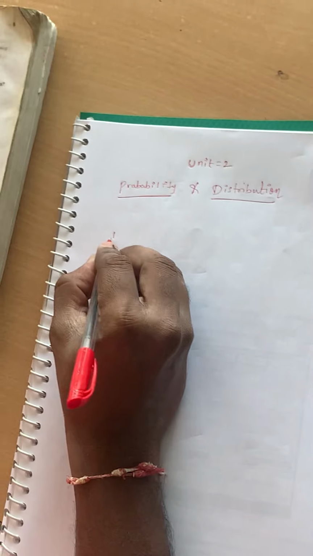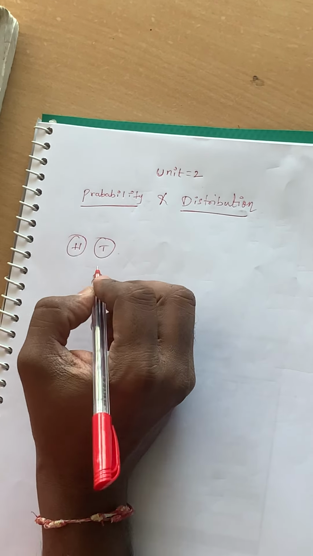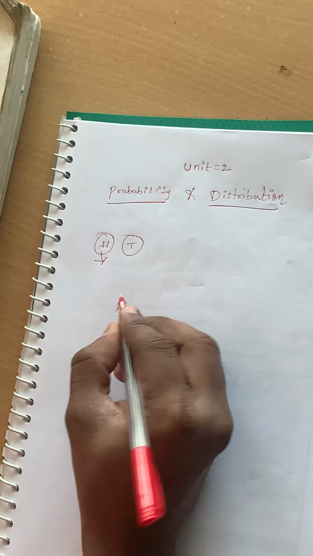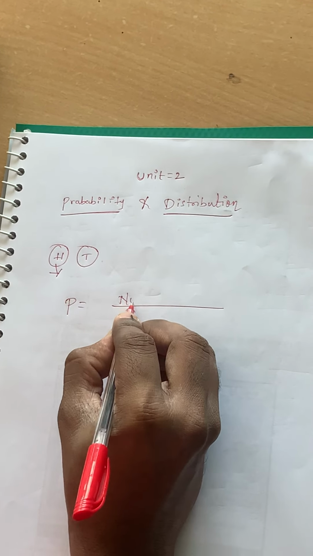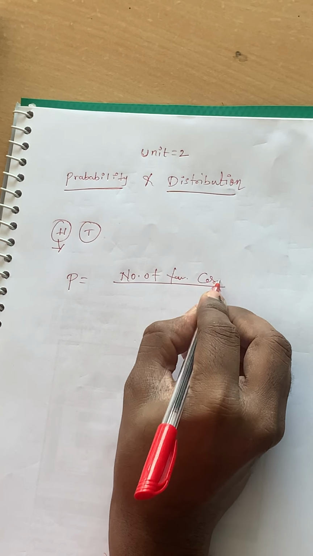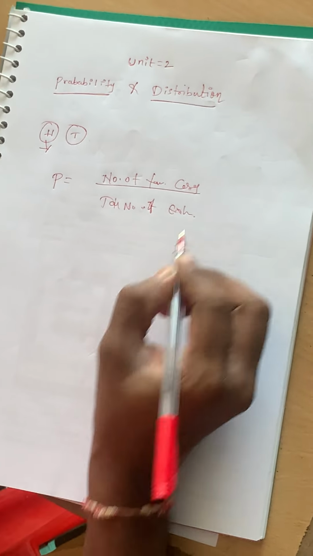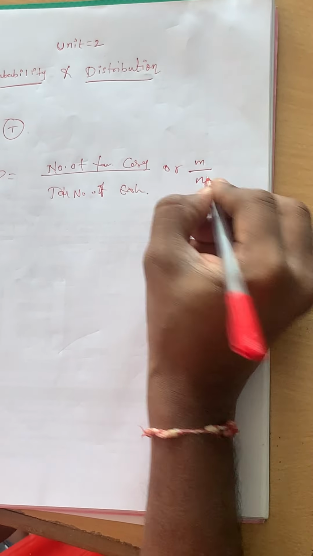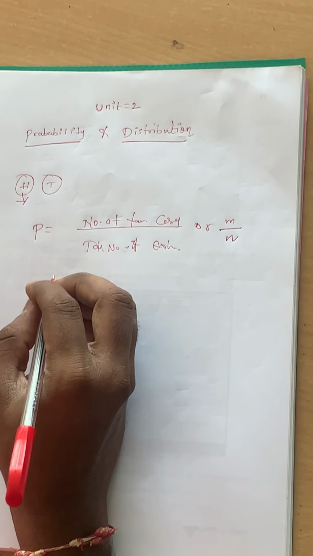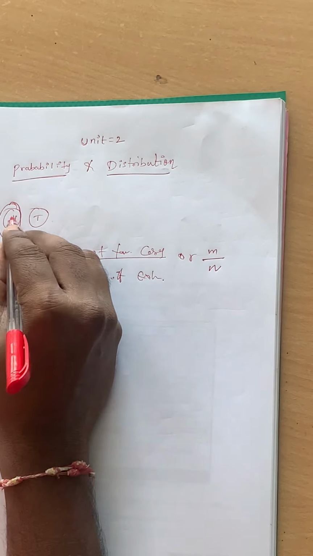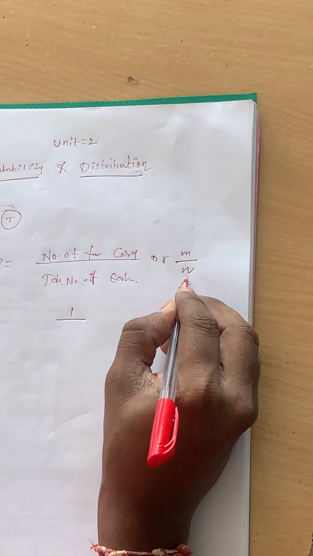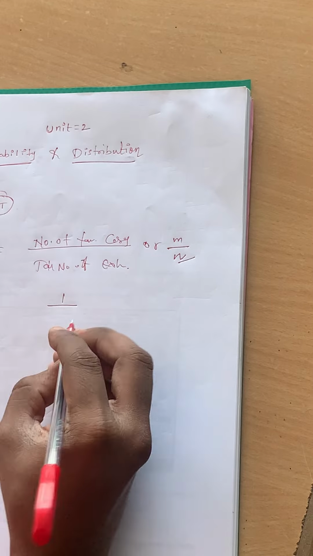Here probability is nothing but the ratio between favorable cases and total number of exhaustive cases. For example, if I toss a single coin, we have two faces, that is head and tail. My favorable case is head. Then probability equals number of favorable cases divided by total number of exhaustive cases. Symbolically this is denoted by m by n, where m equals favorable cases. My favorable case is only head, that means only one, out of head and tail, that is 2.